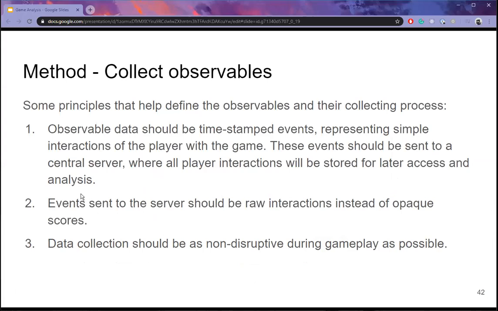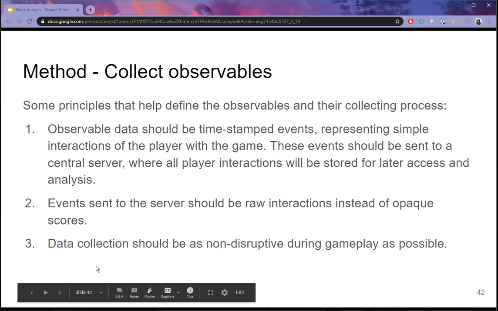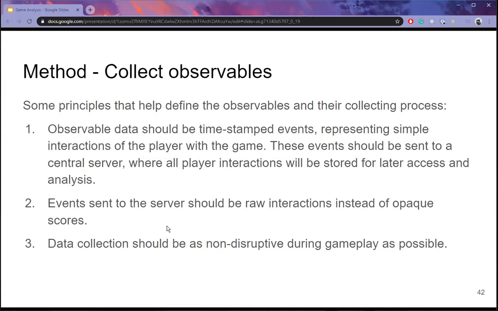And there are some basic principles that define the observables that are supposed to be collected within the game. Observable data should be a timestamped event representing a simple interaction of the player within the game. This event will be sent to a central server where all the player interactions will be stored for later access and analysis. Events sent to the server should be raw interactions instead of just an opaque score, meaning it should be every attempt the user makes to solve the problem instead of just the final score of the player within the phase. Then it doesn't prove anything. We need to see the player's process, where they're learning the thing. And finally, that data collection process should be as non-disruptive during gameplay as possible in order to not break the user's learning process.